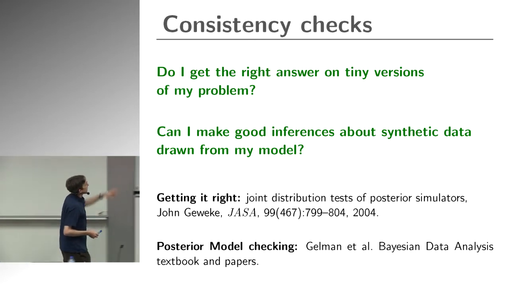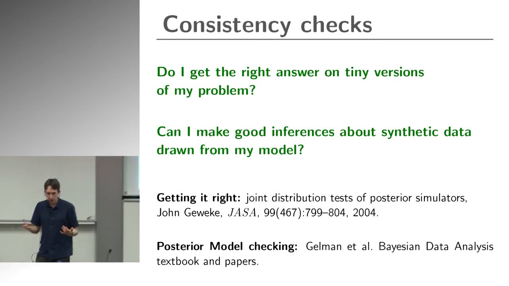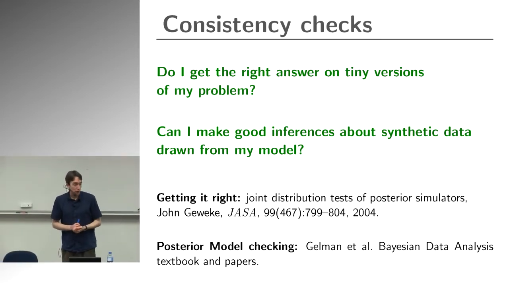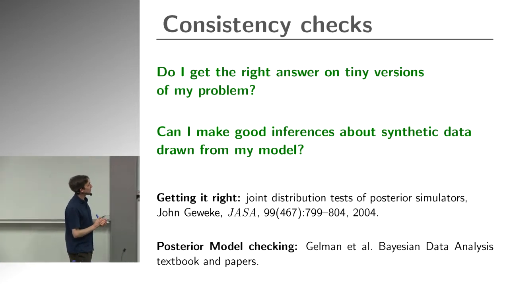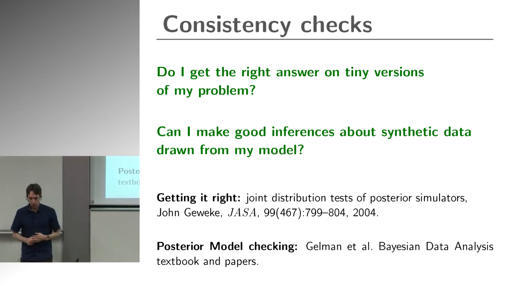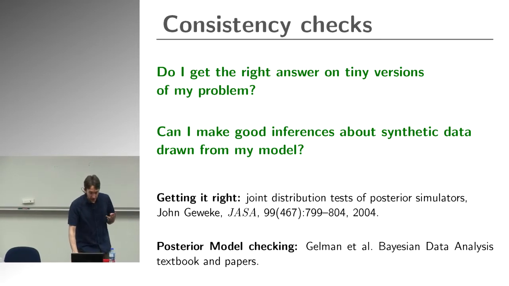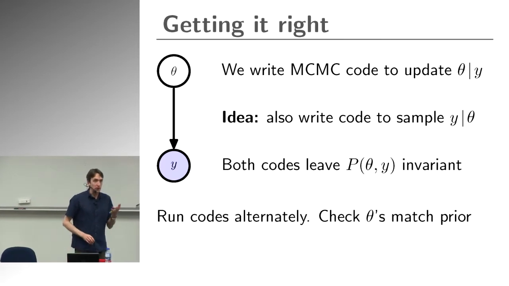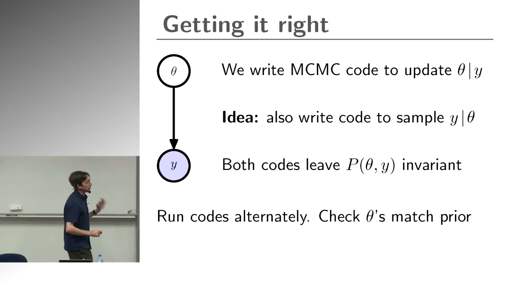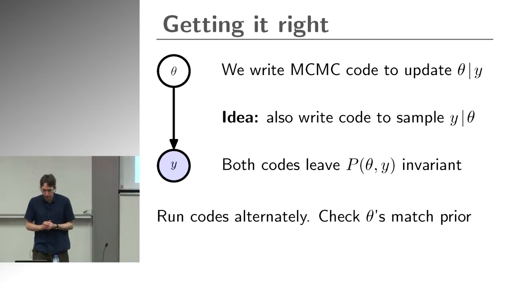So that's all checks that the method can possibly work. There's a paper called Getting It Right, which I highly recommend, the general idea of the paper being to check that your code is correct. And there are some similar checks you can do with posterior model checking, which is in the Bayesian Data Analysis book and some of Andrew Gelman's papers. So the Getting It Right method has literally saved me from publishing embarrassing mistakes. I have made mistakes in my code, which this has caught. And it works as follows.